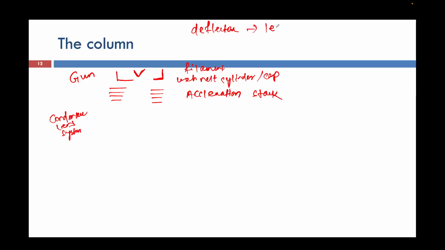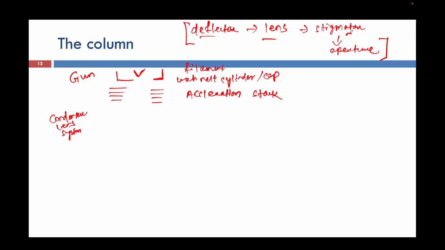After the deflector there will always be the lens, and after the lens there will be the stigmator. What is the role of the stigmator? The role of the stigmator is to minimize the astigmatism as much as possible. And finally there will be the aperture. So any lens system will have these four components: deflector, lens, stigmator and aperture. So this is the condenser system.